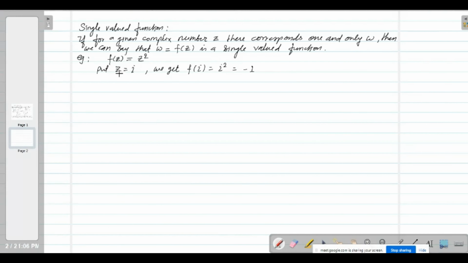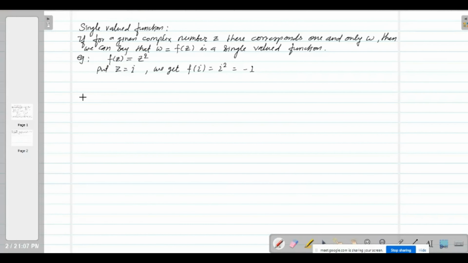For a given z, we have only one function value. Means for a given z, there corresponds one and only one omega, then we can say that it is a single valued function. So for given z equals i, we will have only one omega, that is minus 1. So f of z equals z square is a single valued function, because it gives only a single value. You understood what a single valued function is? Yes, sir. Okay, Abhishek, you got it? Yes, sir.